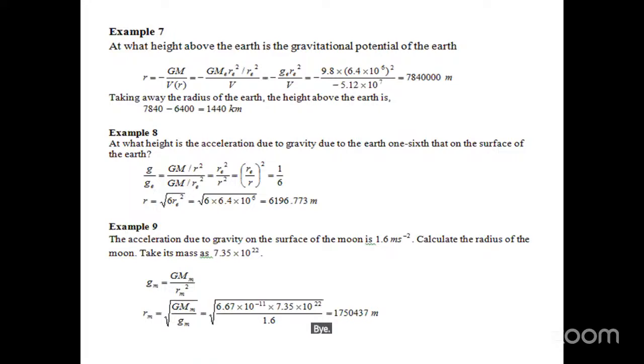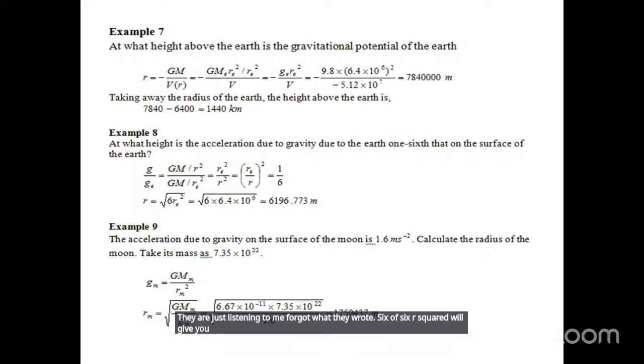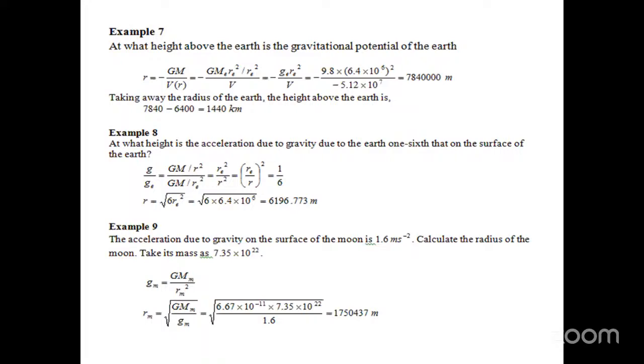You should have got root 6 times 6.4 times 10 to the power 6. Okay. It's not okay, sir. Look at 6. Is that not 6? Square root of 6 times RE? Yeah, they wrote. Just listen to me. Forget what they wrote. Root of 6 RE squared will give you square root of 6 times RE, right? So that should be root 6 times 6. The 6.4 times 10 to the power 6 should not be under the square root sign anymore. Is that okay now? Yes, sir. So that's just it.